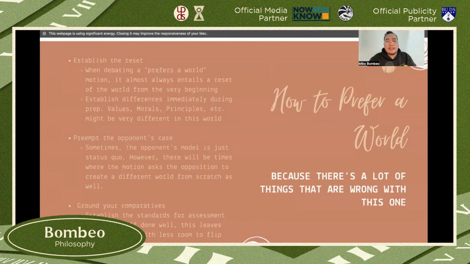So there are three things that you need to do when you have a prefers a world. Like, how do you prefer a world? Because there's a lot of things that are wrong with this one. So the first thing that you have to do is to establish the reset. So when you debate the prefers a world motion, it almost always entails a reset from the world, or of the world, from the very beginning.